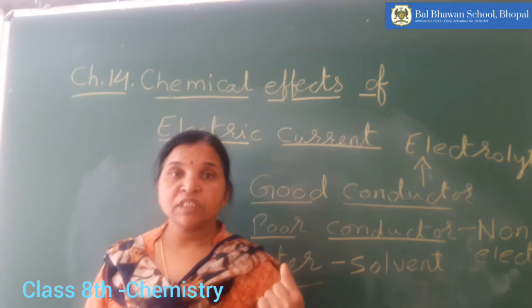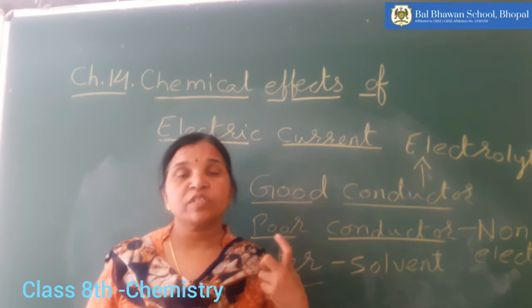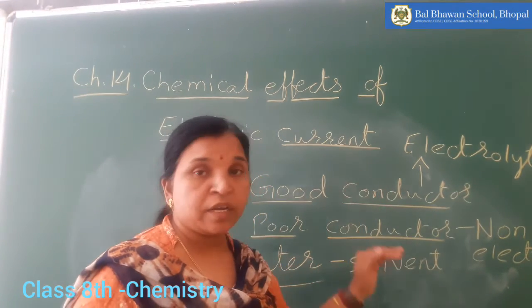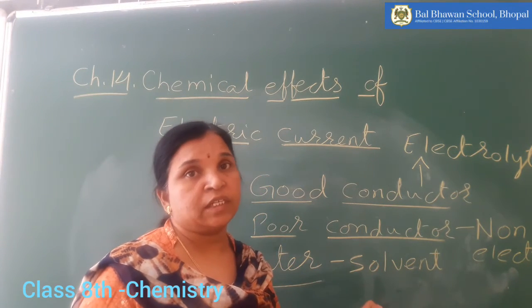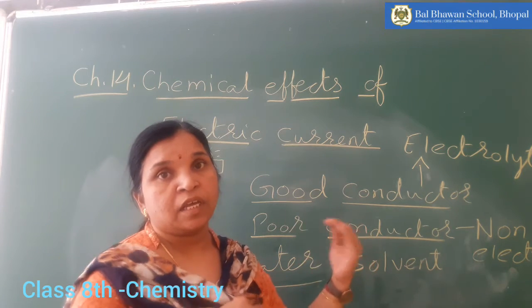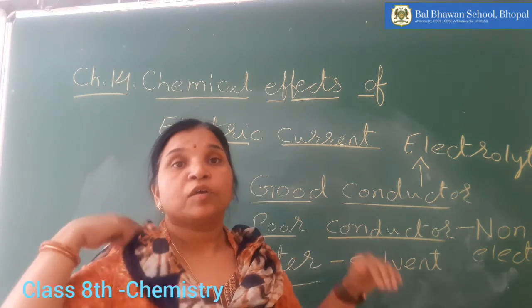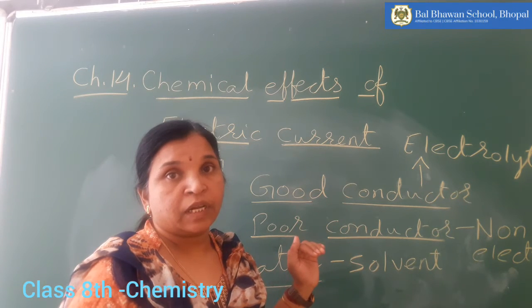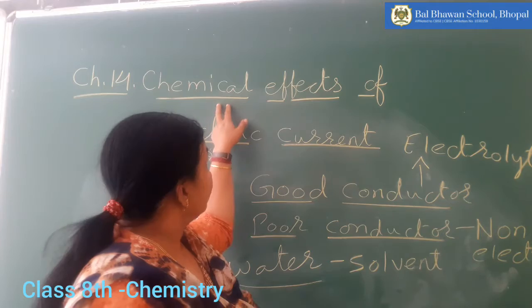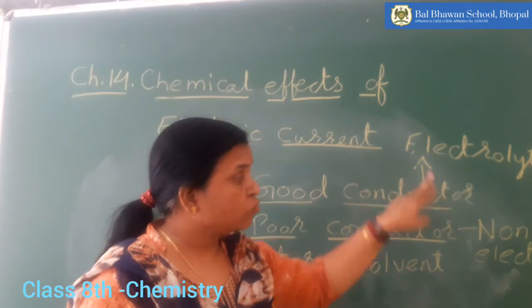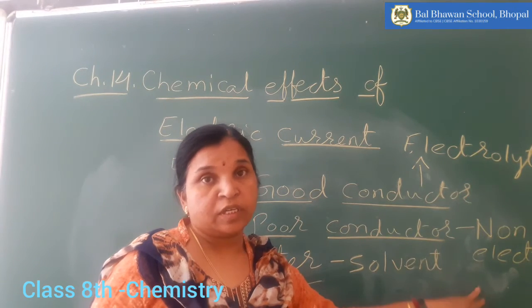174 and 175, all these keywords are given. Okay, one by one we will try to understand the meaning of these keywords. Then we will conduct the activities so that you will understand the topic very well. Clear? So, first thing is chemical effect of current. Second thing, electrolytes and non-electrolytes.